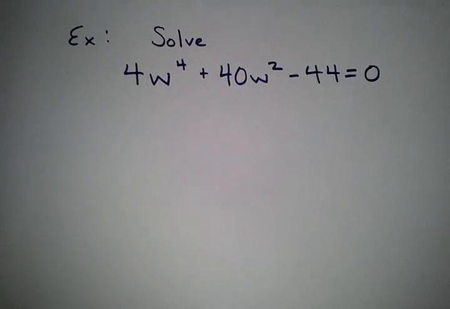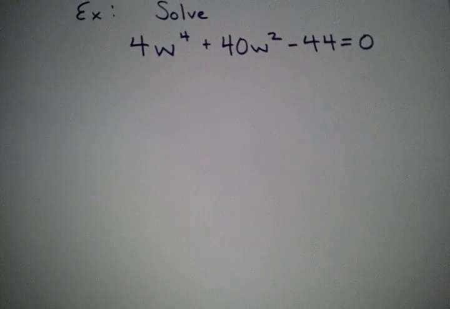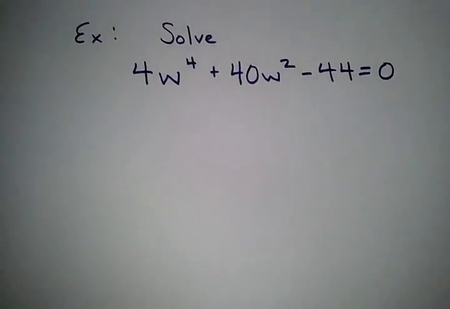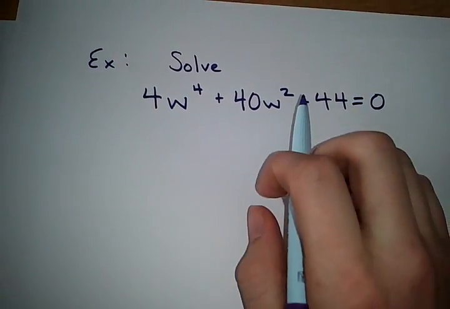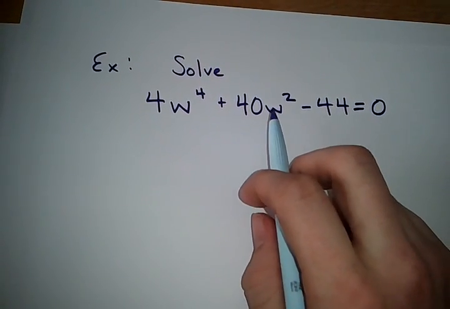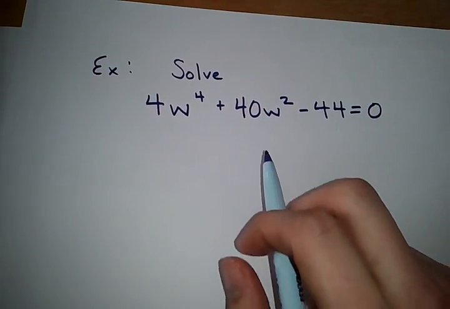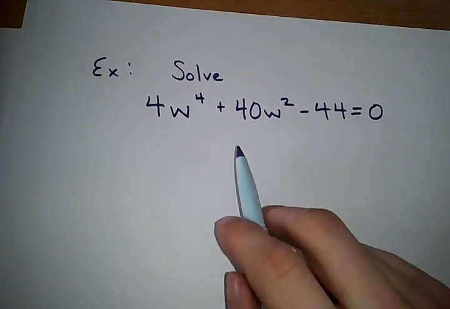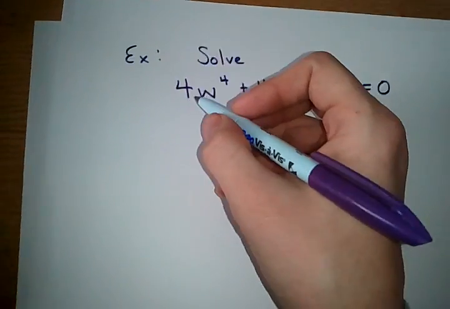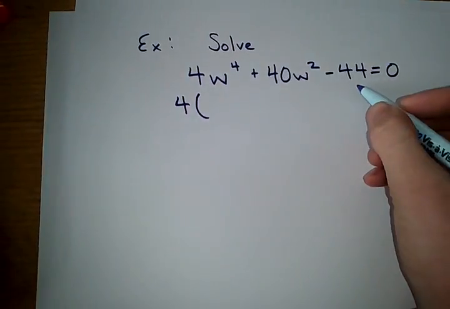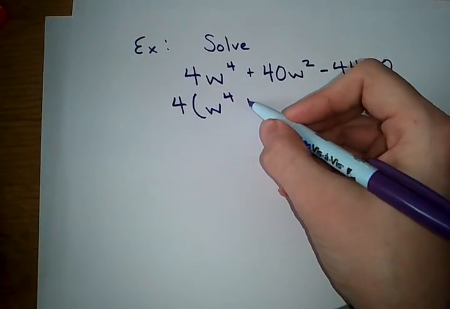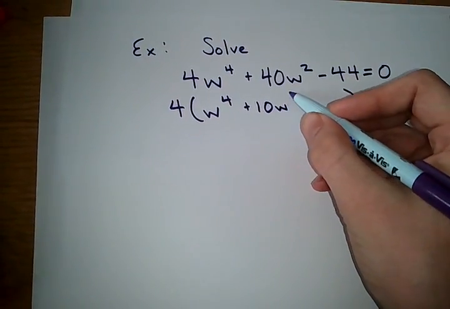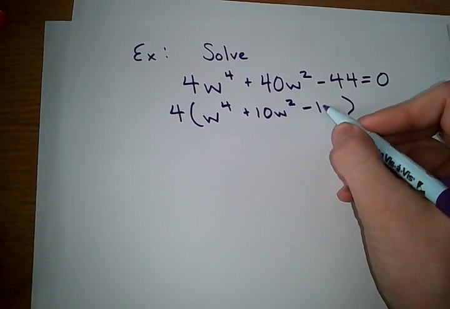Let's take a look at a polynomial of this form. We already have it set equal to 0. So next we're going to check, do these terms have anything in common? This third term here does not have a w, so I will not factor out any variables. But the coefficients of each term have a 4 in common. Let's factor out a 4 from each of these terms. We'll be left with w to the 4th plus 10w squared and minus 11.